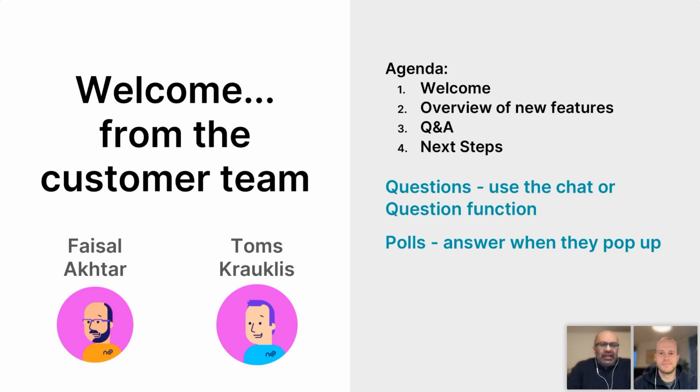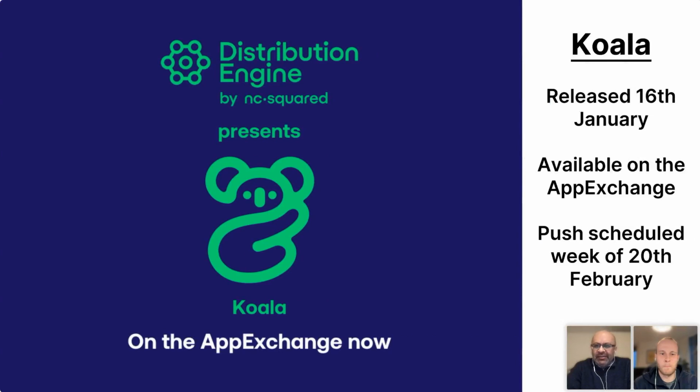And before we jump into the features in detail, just a recap of why we're here today. So the latest version of Distribution Engine by NC Squared is called Koala. It was released on the 16th of January, so you may already be using it. The upgrade is seamless and preserves all of your configuration and settings. It's available on the App Exchange already at no additional cost to our customers, so you can choose when to upgrade. But please remember, we will start to push this to customers from the week of February 20th.